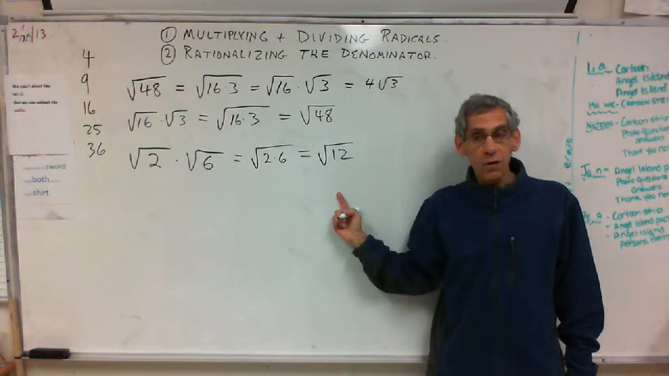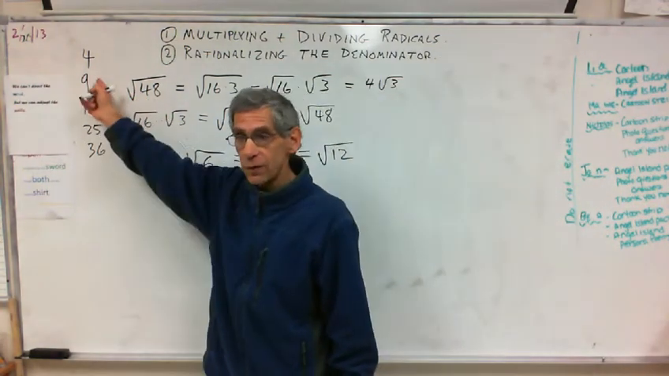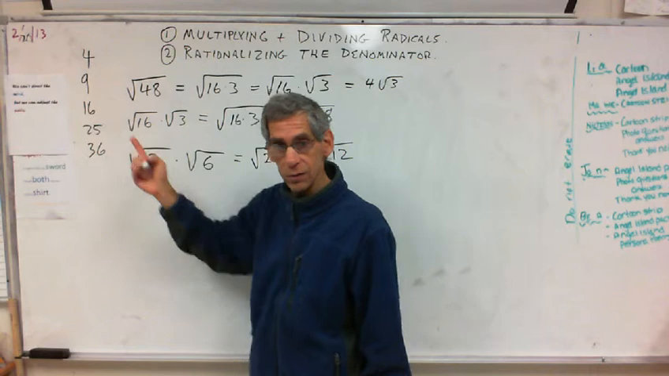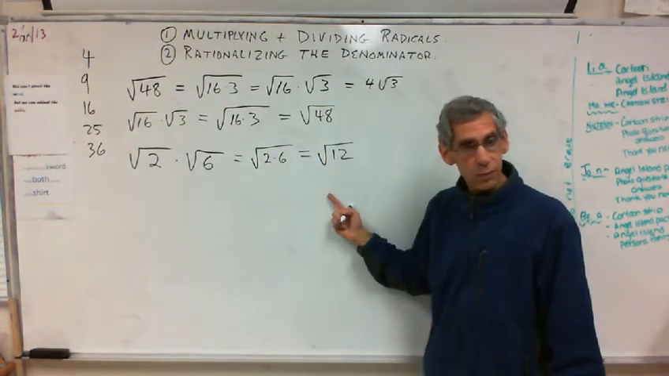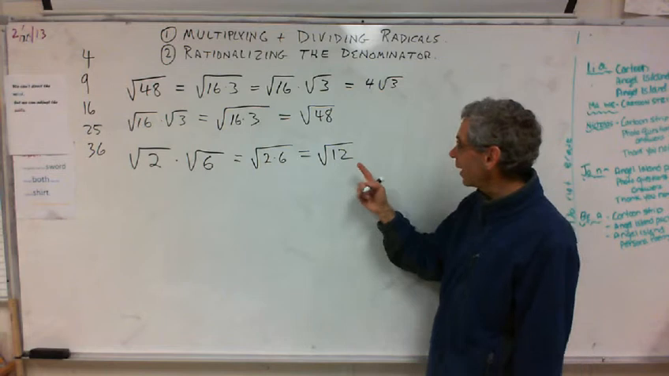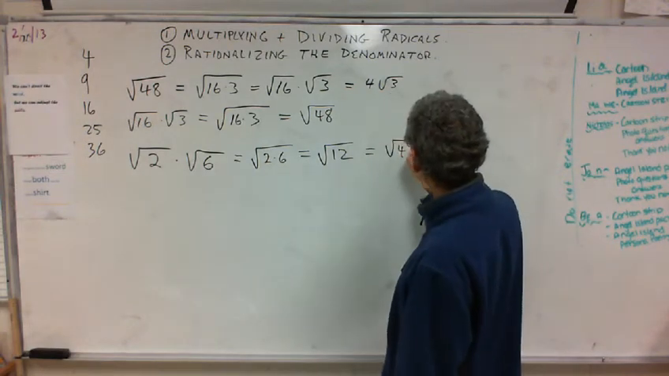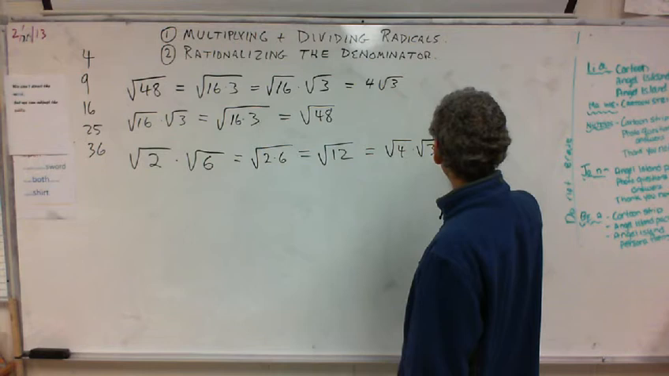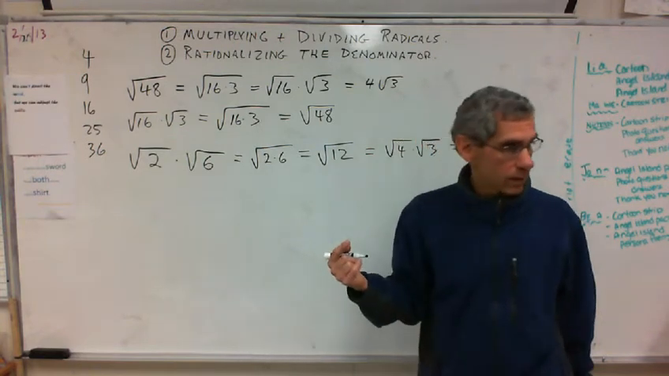The square root of 12, though, does have a perfect square in it, right? It has 4 that goes in it. Before, it didn't. But once we multiply it out, suddenly we can. So now we can go further. We can say, well, that's the square root of 4 times the square root of 3, which is now 2 times the square root of 3. So we just simplified that, right?